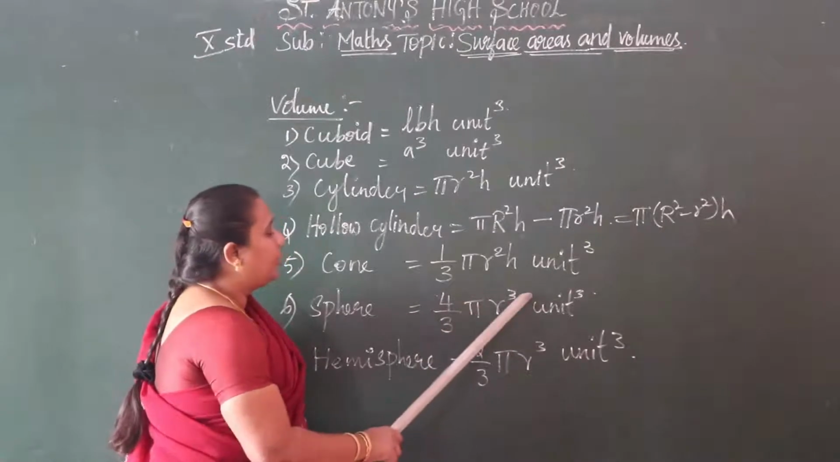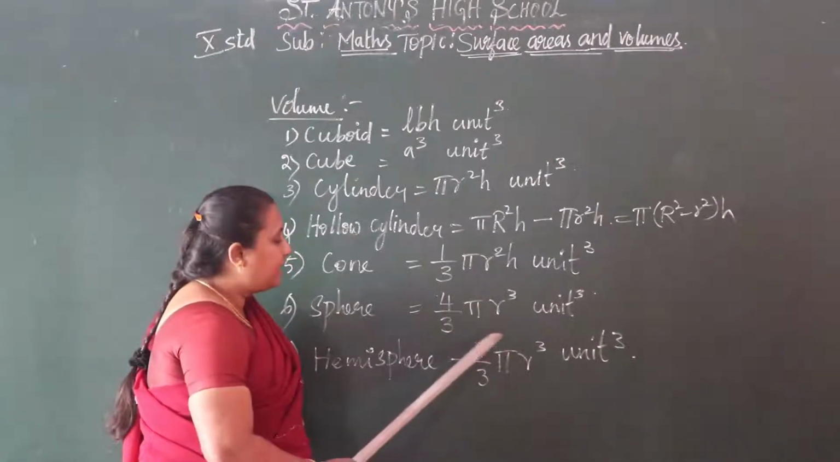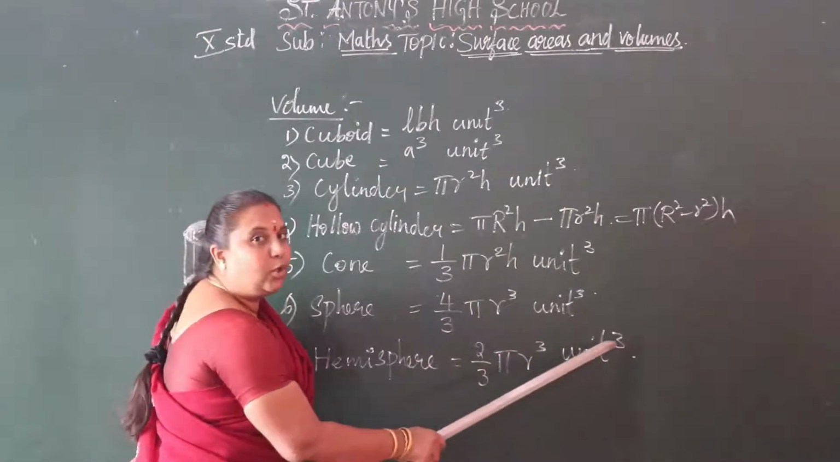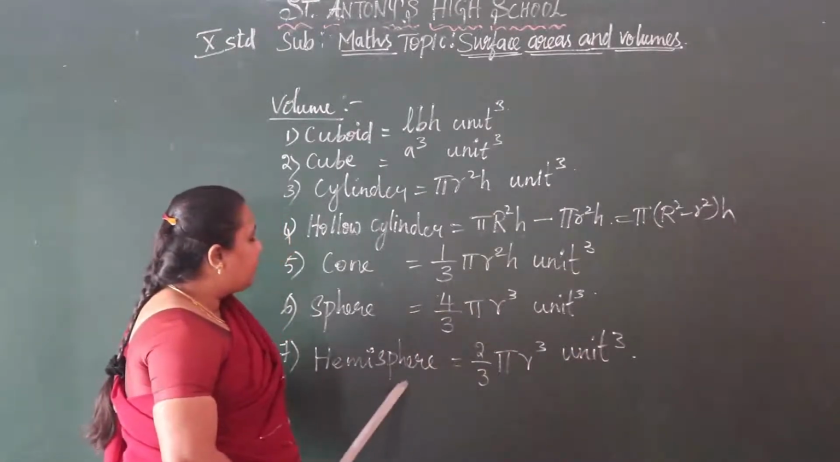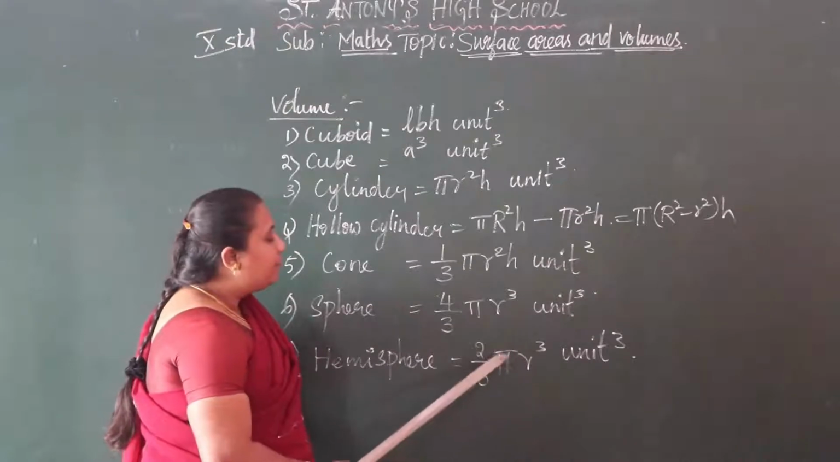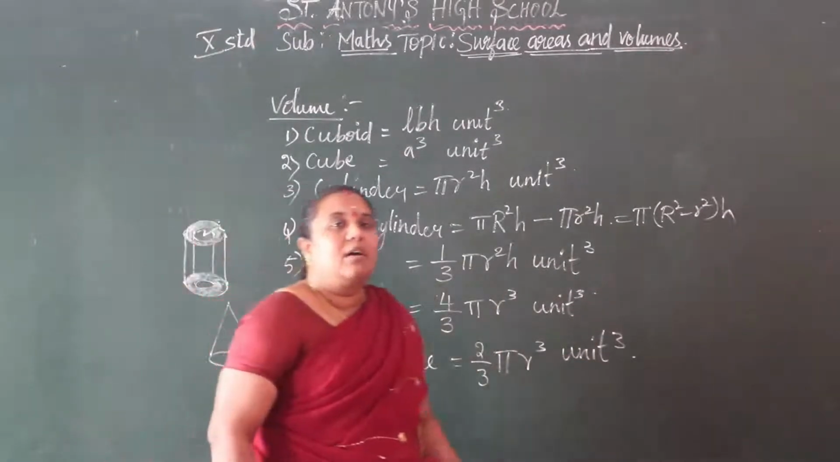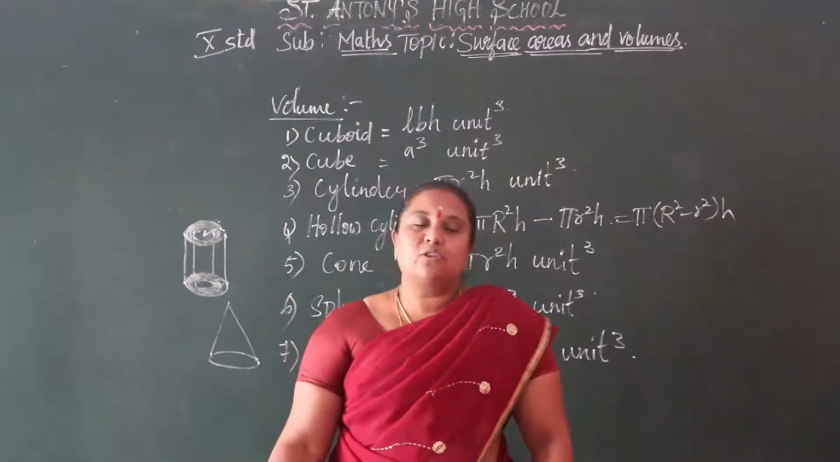4 by 3 pi r cube. So here 2 gets cancelled, 2 and 4 get cancelled. 2 by 3 pi r cube unit cube. So volume of hemisphere equals 2 by 3 pi r cube unit cube. So these are the formulas of volume of the solid figures.